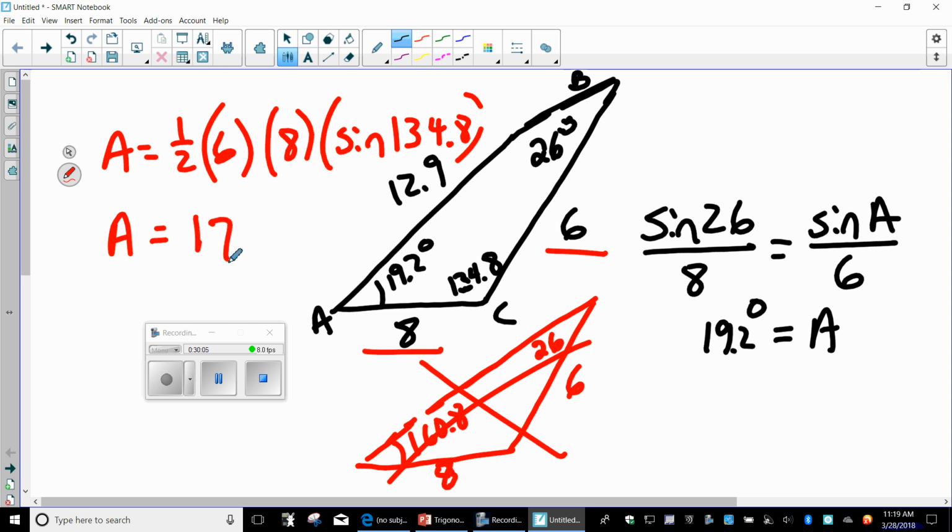17? Try again and make sure you get this. Did you use different sides? Did you use 6 and 8? So try one more time. 0.5 times 6 times 8 times the sine of 134.8. I got 17.029, which that'd be 17.0 or just 17. Okay, I'll come look at your calculator in a minute. Okay?